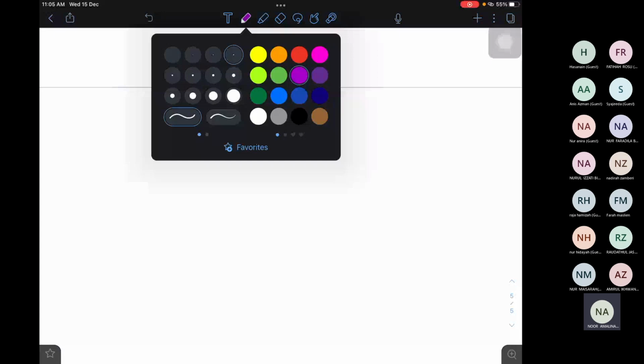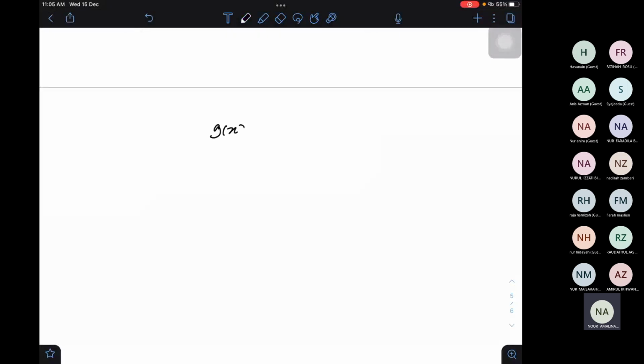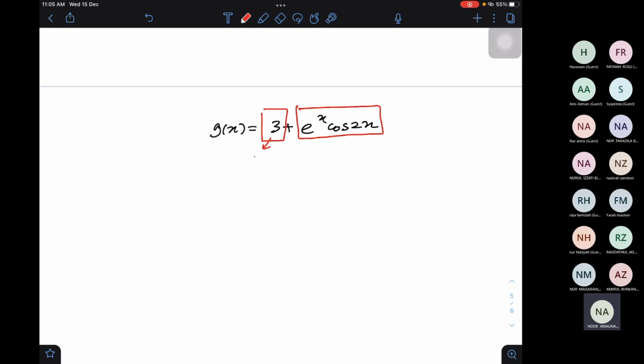Satu lagi. Okay. Katakanlah kita ada gx equal to 3 plus exponent x cos 2x. So you see kat sini directly nampak dua function yang berbeza. Yang ini constant. Dia akan jadi polynomial dan ini adalah combination of polynomial and trigo. Okay, so bila constant kita tahu dia adalah sebenarnya polynomial, kita boleh rewrite dia jadi 3x kuasa kosong.